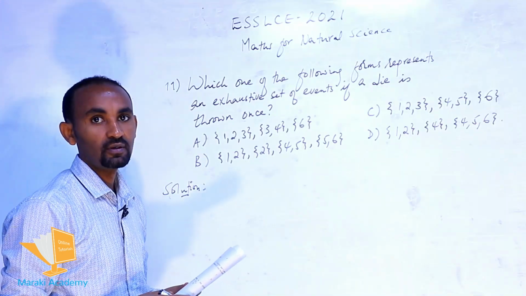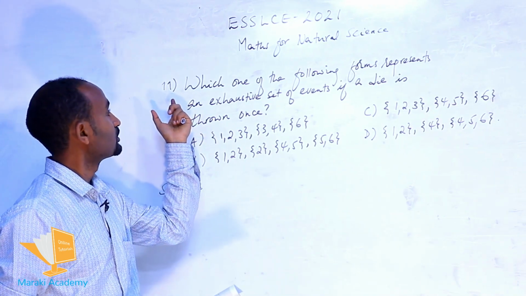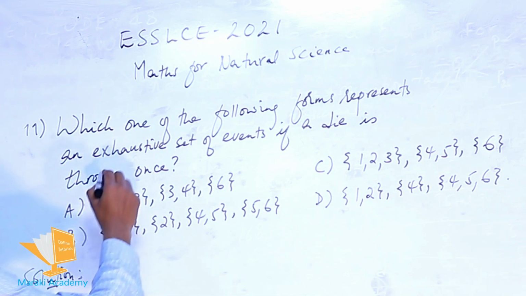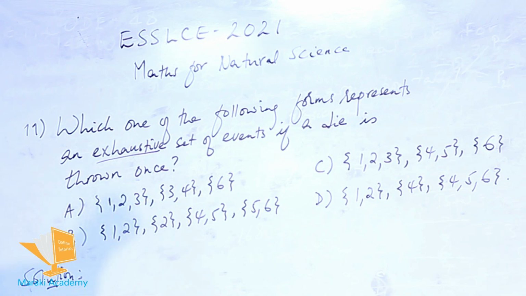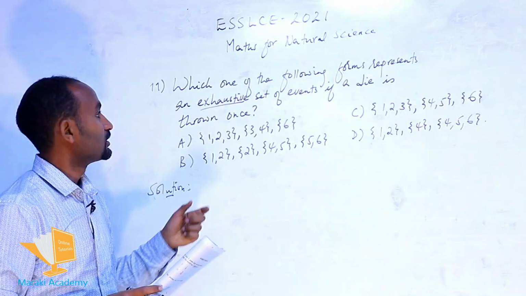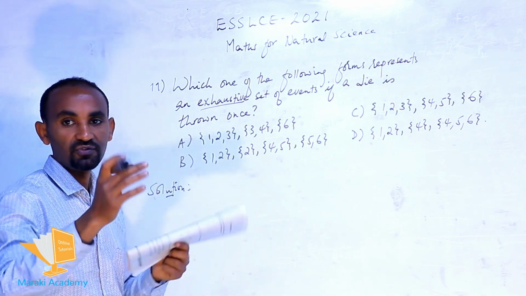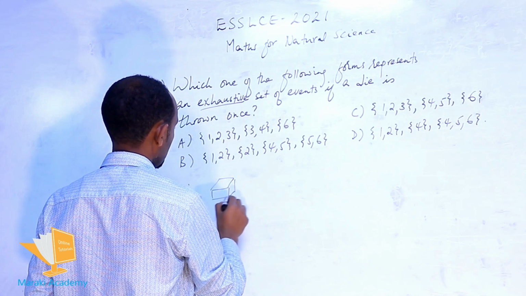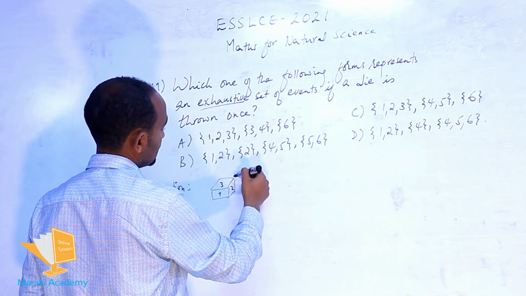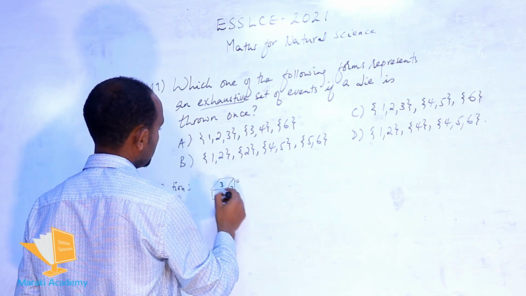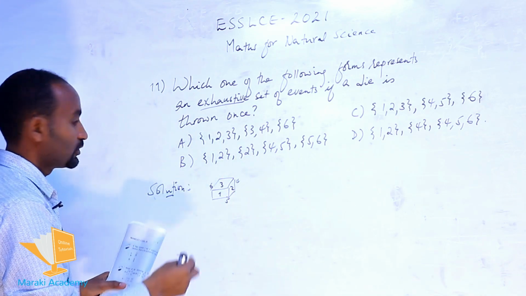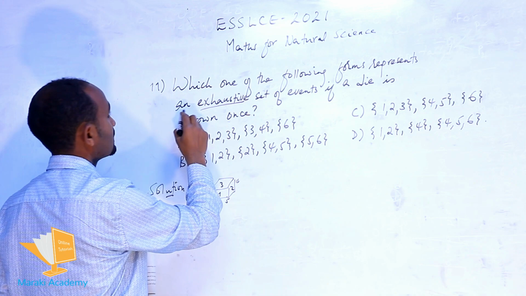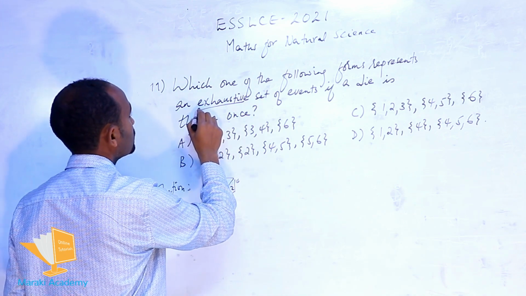Okay, so in this question: which one of the following forms represents an exhaustive set of events if a die is thrown once? As you know, a die has 6 faces: 1, 2, 3, and on the other side 4, 5 and 6. If you throw a die, there are different possible events. You are asked for the one that represents an exhaustive set.